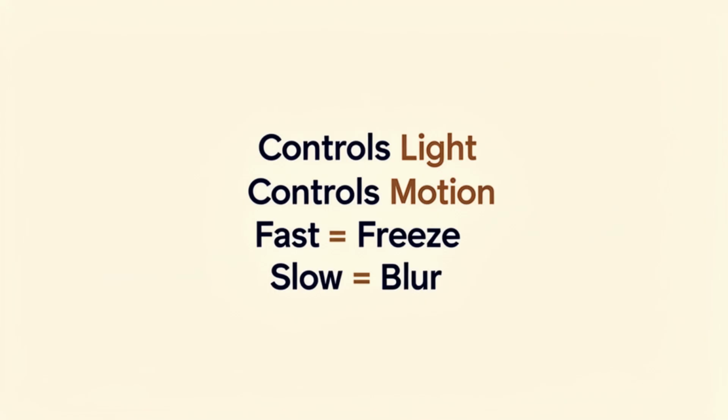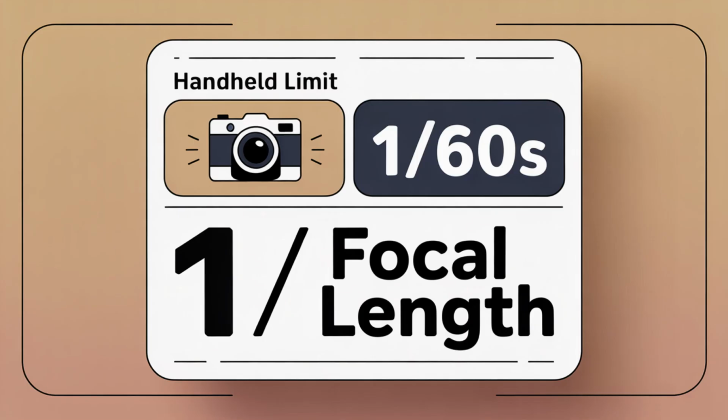To recap, shutter speed is your tool for controlling light and motion. Fast speeds freeze time, and slow speeds allow it to flow across your sensor. Always watch your handheld limits to avoid unwanted blur, and use shutter priority mode as your training wheels while you learn. Once you master these basics, you'll have the creative freedom to capture the world in ways the eye can't even imagine. Photography is about more than just light.